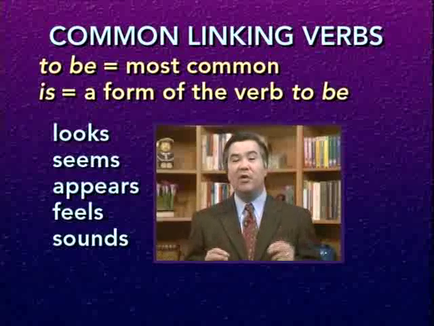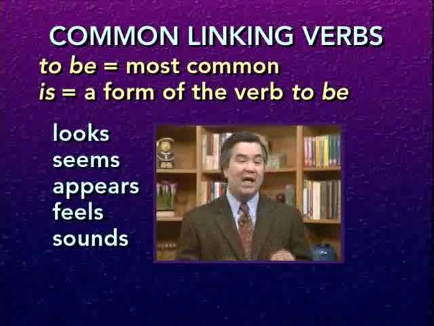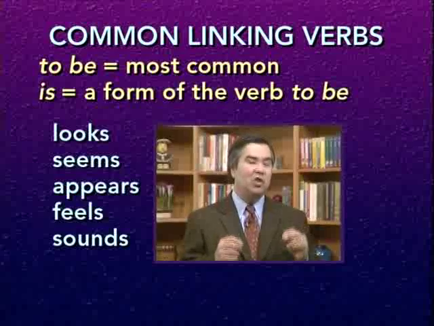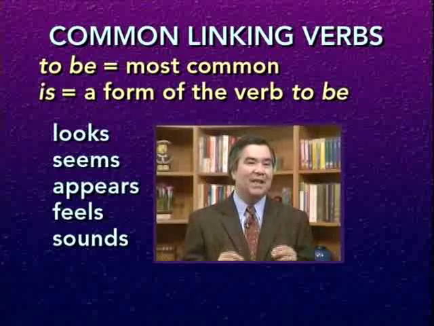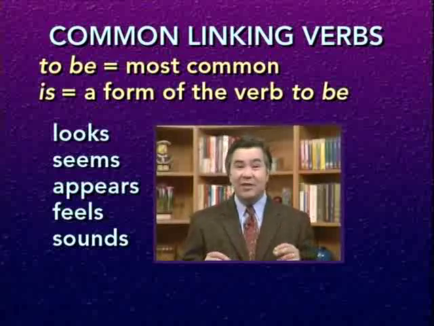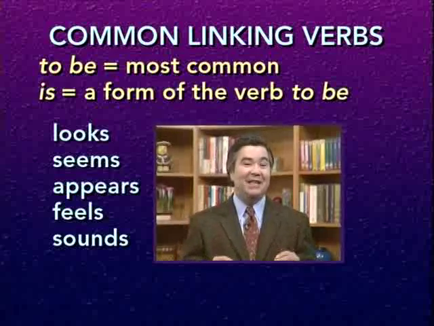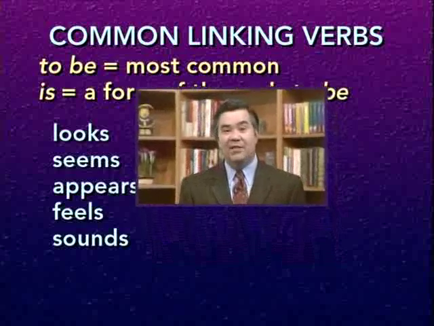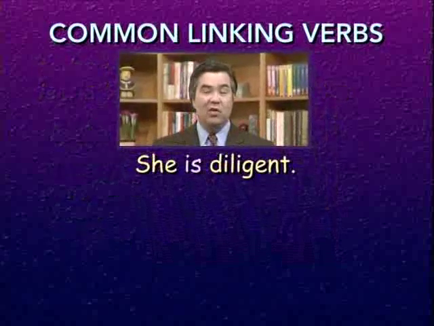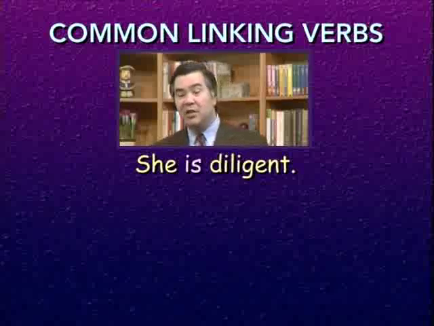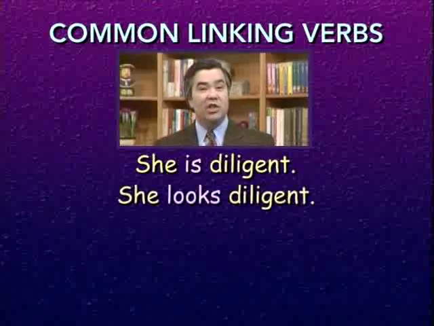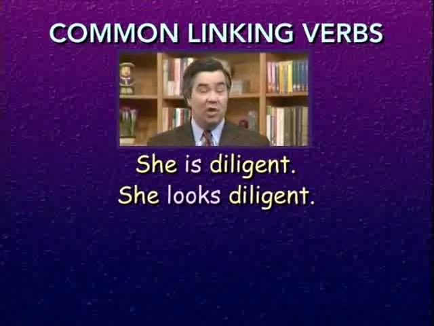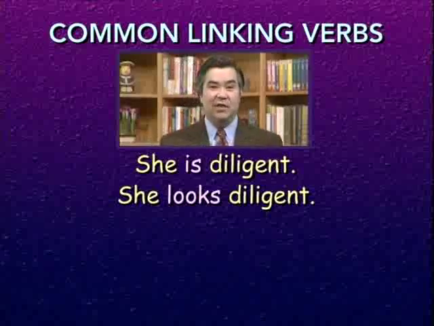To determine whether or not a verb is being used as a linking verb or an action verb, stop and ask yourself, is this sentence describing something that the subject is doing, or is it rather saying something about what the subject is? If the latter is the case, then the verb is being used as a linking verb and should be followed by an adjective. So, for example, if the sentence, she is diligent, instead used one of these other linking verbs, the adjective diligent would continue to be correct. She looks diligent. That's really saying something about what she is, rather than what she does. So looks is a linking verb, and diligent, the adjective, is correct.